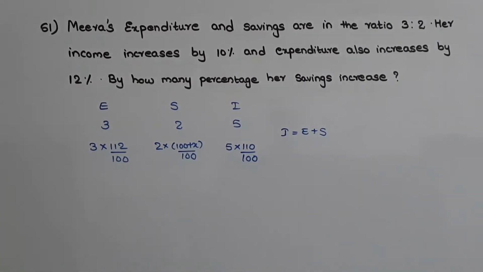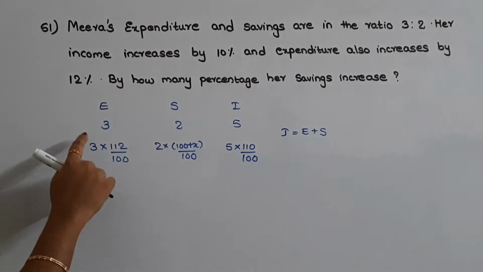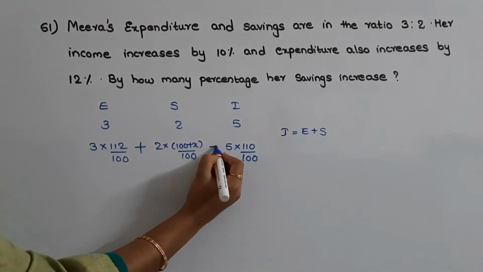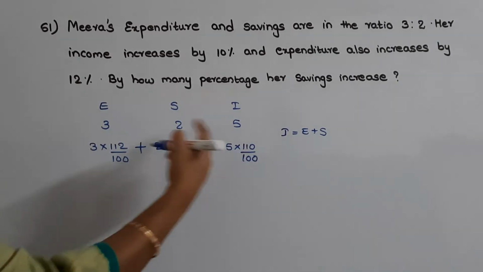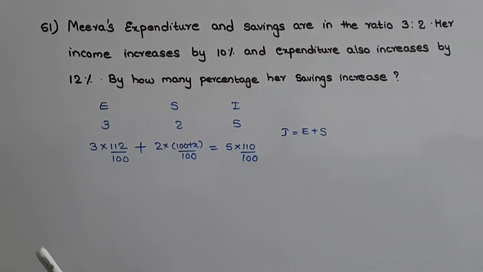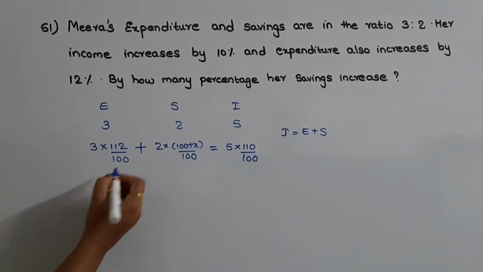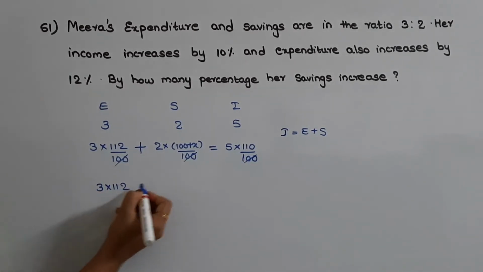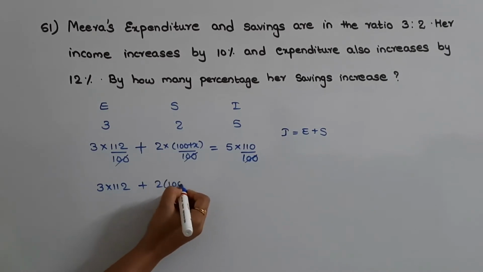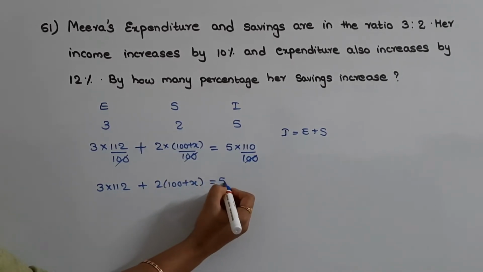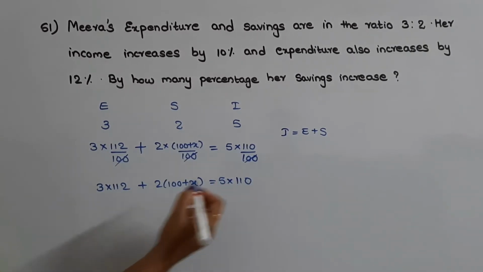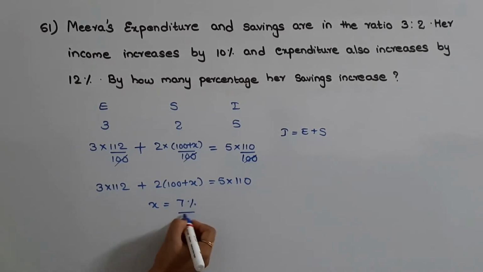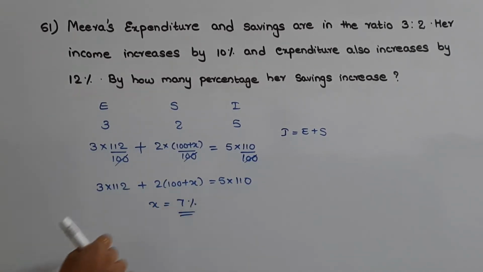So we know that income is equal to expenditure plus savings. So expenditure plus savings is equal to income. Now on solving this equation, we will get the value of X, or the percentage increase in her savings. So this will be equal to 3 into 112 plus 2 into (100 plus X) is equal to 5 into 110. On solving this equation, we will get X as 7%. So the percentage increase in her savings is 7.